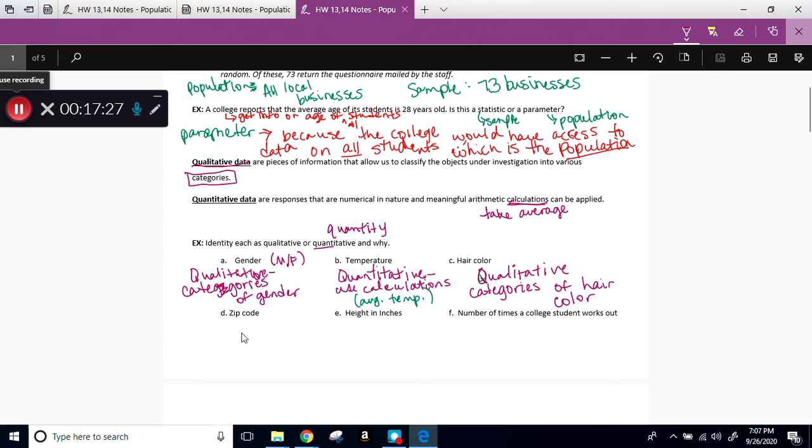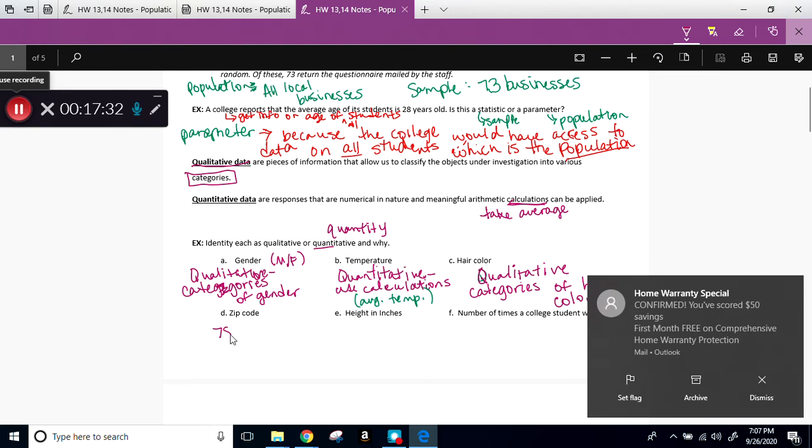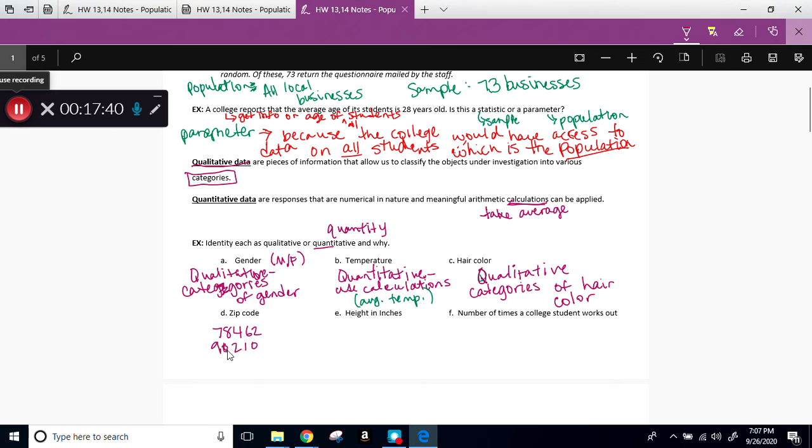Zip code. Now, this is interesting. 90210? No, that's in California. I'm just making up two zip codes. Now, those are numbers. So you think at first glance, oh, that's got to be quantitative, because we're dealing with a quantity. It's got numbers in it. But can you take the average, or do we need calculations with that at all? No. So that means it's qualitative.